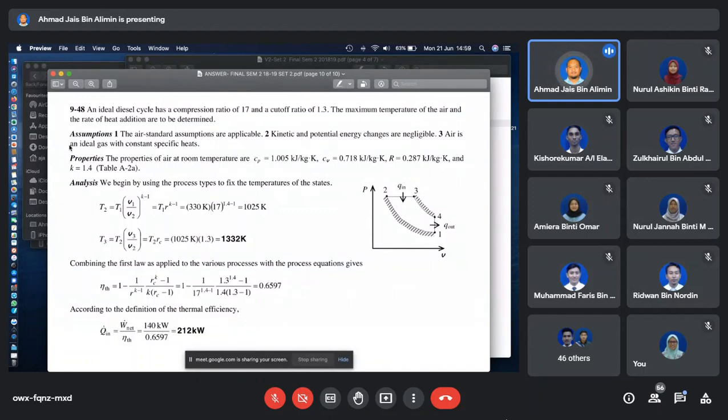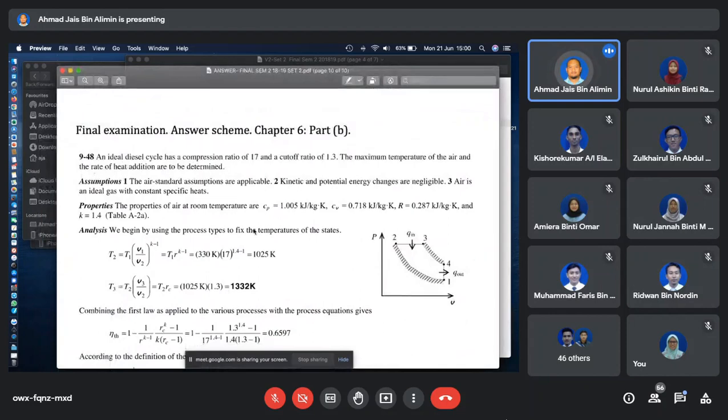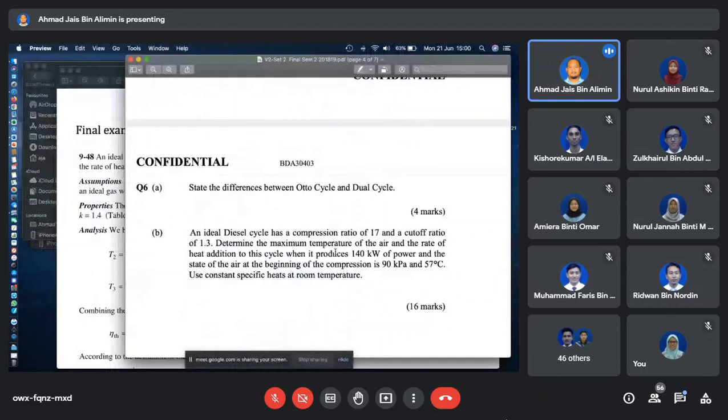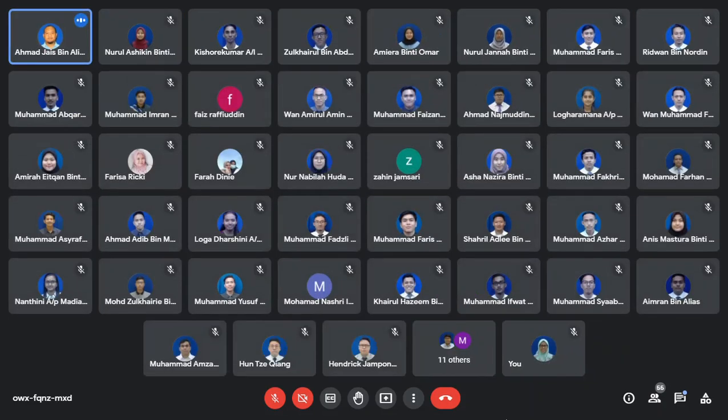So that's why you need to attempt to provide extra info for your answer script. Okay, so this is an example of a question that you're going to face for chapter 6 or chapter 5. Okay, so this one example here. Let me see if I have another example.